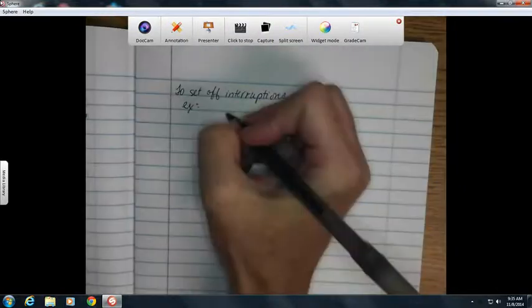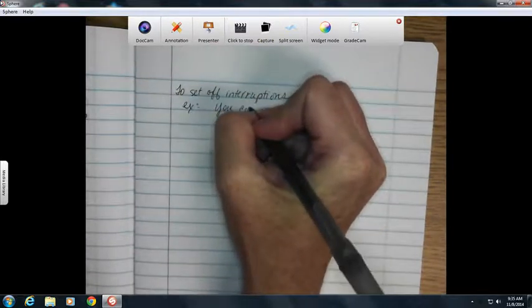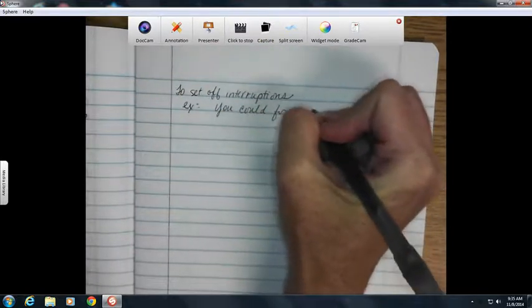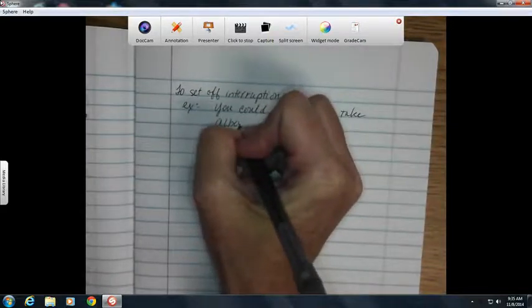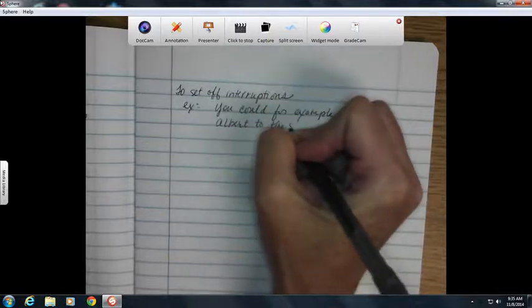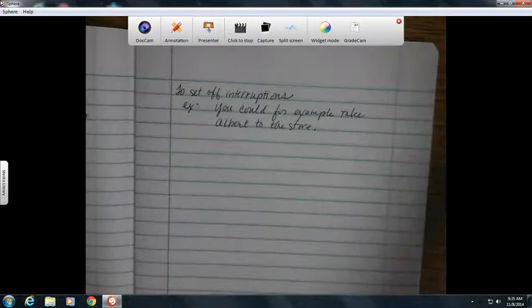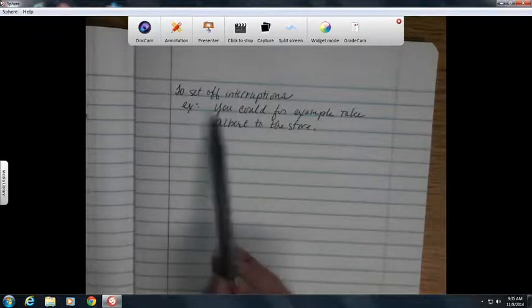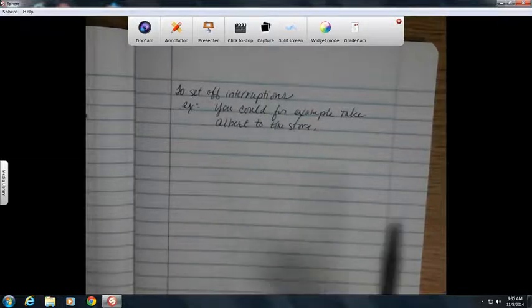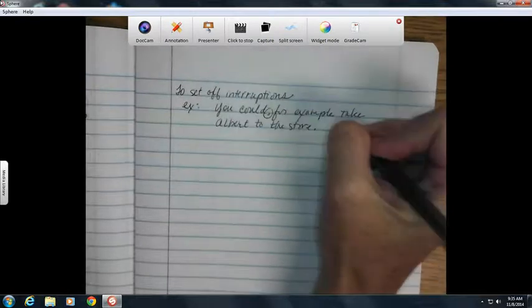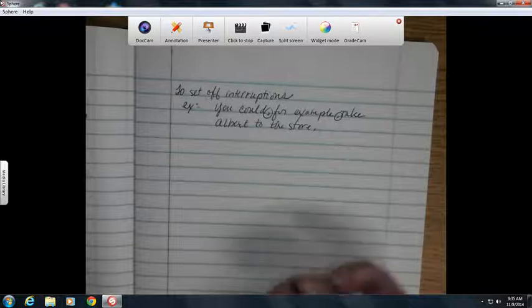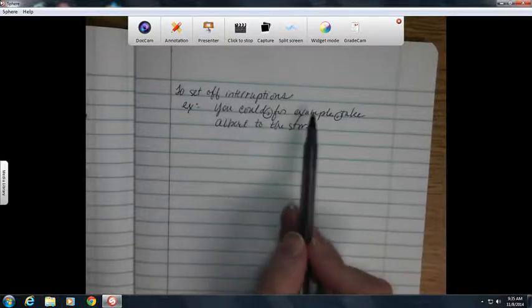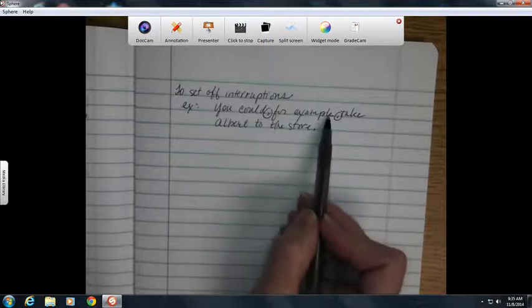You could, for example, take Albert to the store. I interrupted my thought here with "for example," so we need commas on either side. You could, comma, for example, take Albert to the store. You could say something like, you could, in fact, take Albert to the store. If we substituted that in here, it would still be set off by commas.